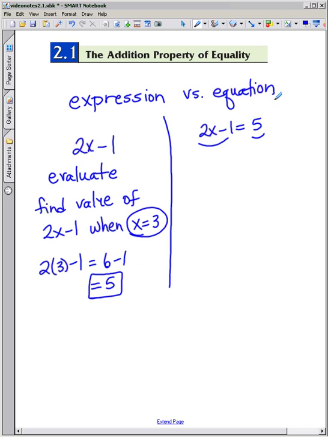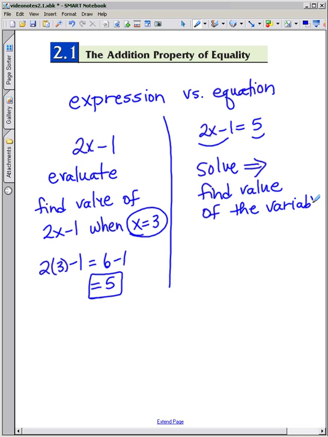An equation is something that we don't say is evaluated, but we say solve. So when we talk about solving an equation, we are trying to find the value of the variable that makes the equation true. Find the value of the variable that makes the equation true.